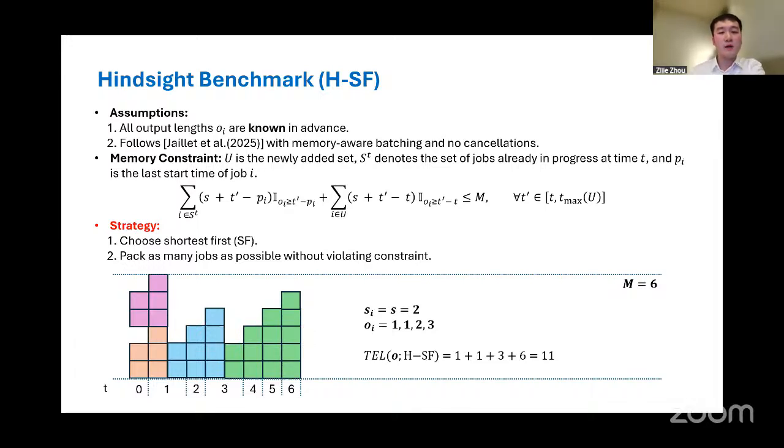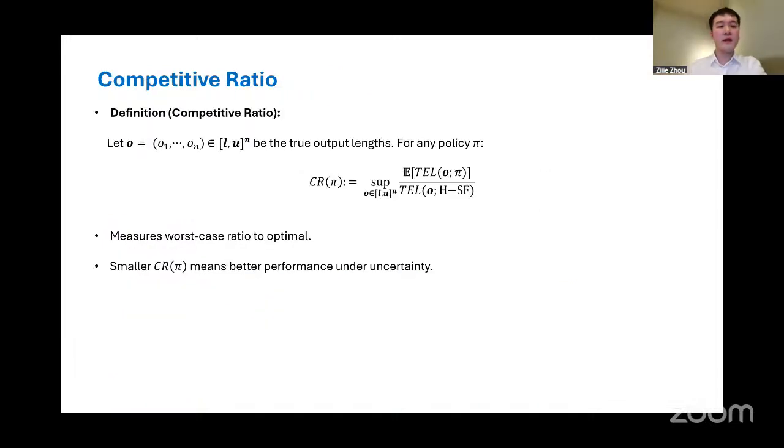Then for the hindsight benchmark, we need to have a benchmark, right? The hindsight benchmark assumes all of these OIs are known in advance. Because in this paper we again assume all of these prefill sizes are the same, the hindsight benchmark is just shortest first, based on all of these known OIs. It's something we cannot achieve, but it can be seen as a benchmark. We also measure the competitive ratio over this hindsight optimal.